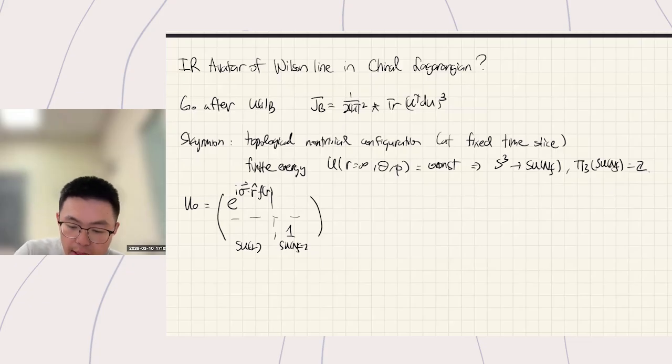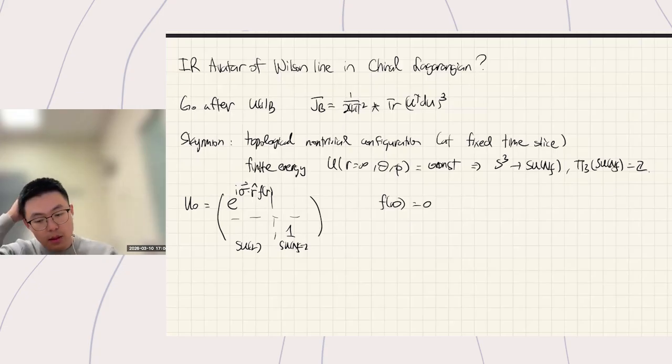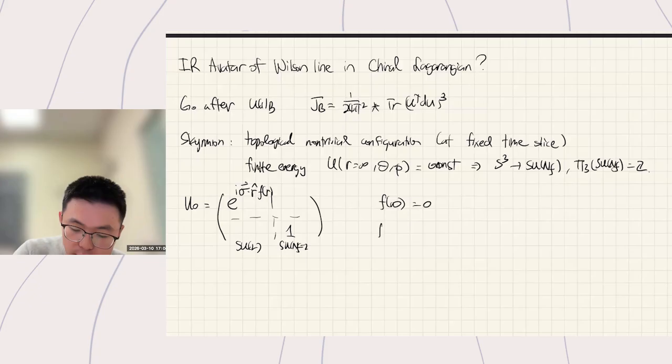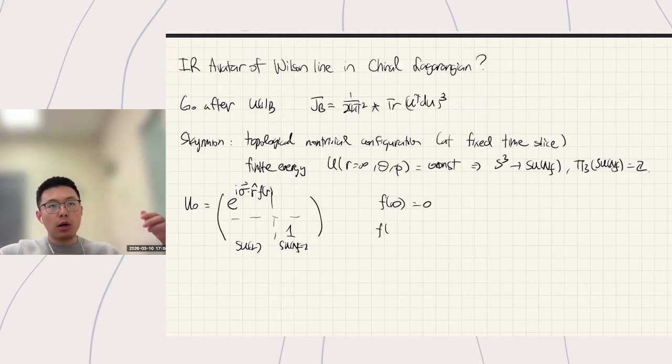We'll pick the convention that at infinity, f equals 0. And at the origin, notice that we want the configuration to be smooth.